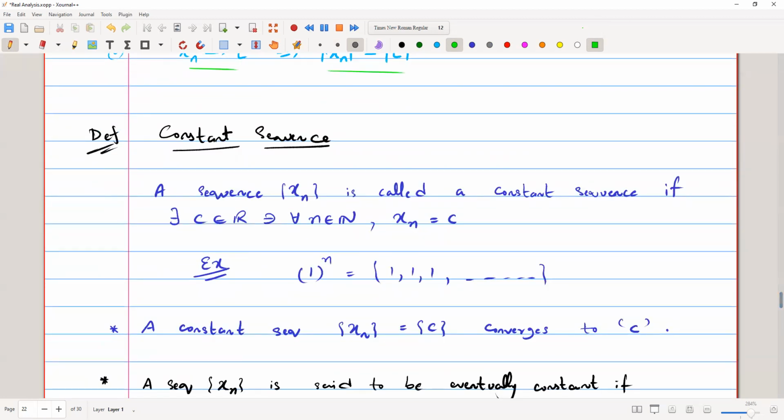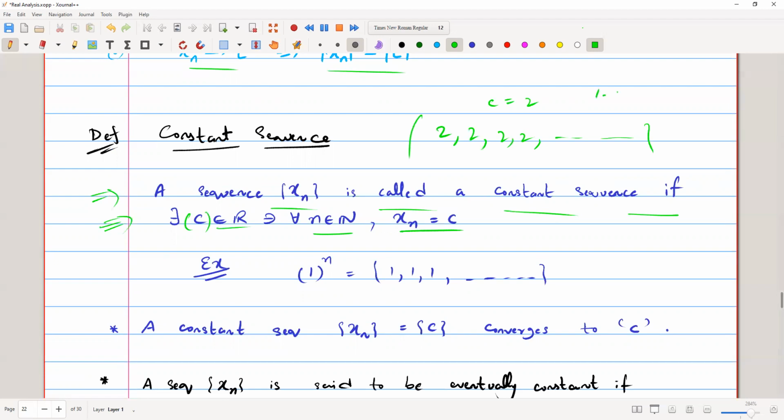Now constant sequence, we already talked about a constant sequence. A sequence xn is called a constant sequence if there exists some constant c belonging to the real numbers such that for all n belonging to N, xn equals c. So if I take the sequence 2, 2, 2, 2, 2, and so on, it's a constant sequence. In this case, my c is 2, and c belongs to the real numbers.